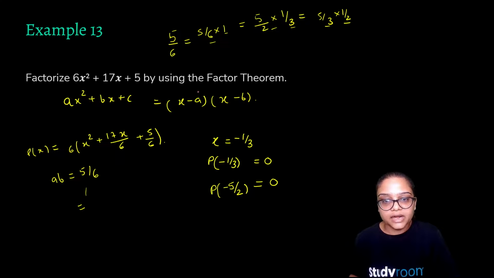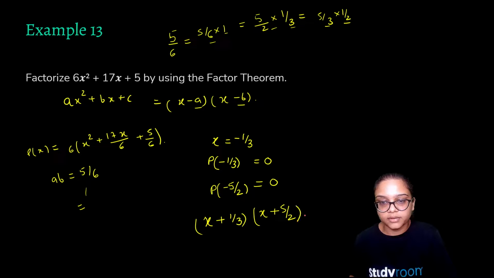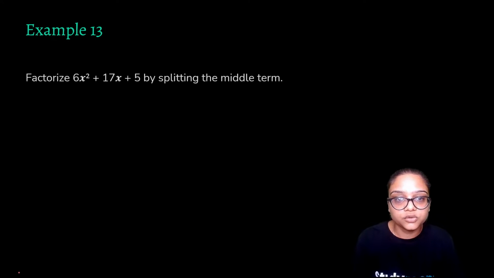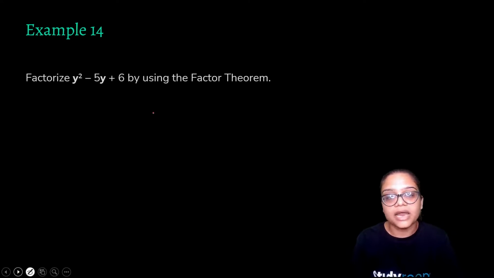So in that way we got our A and B. One can be minus 1 by 3, another can be minus 5 by 2. So we can write the factors as x plus 1 by 3 and x plus 5 by 2. Okay, so this is going to be your answer. So we have learned two methods: splitting the middle term and the factor theorem.